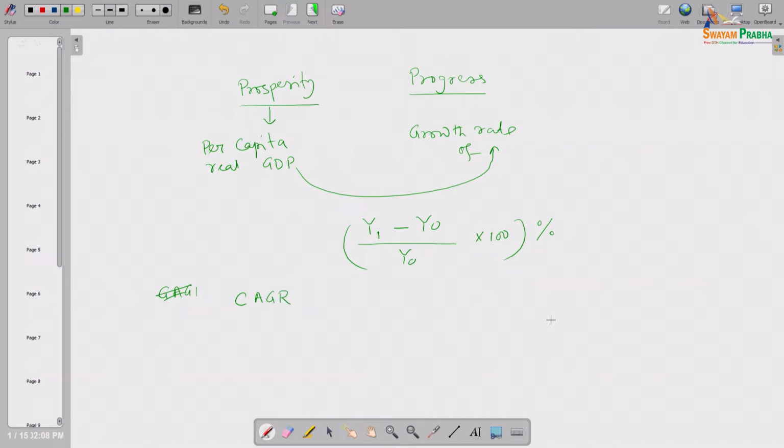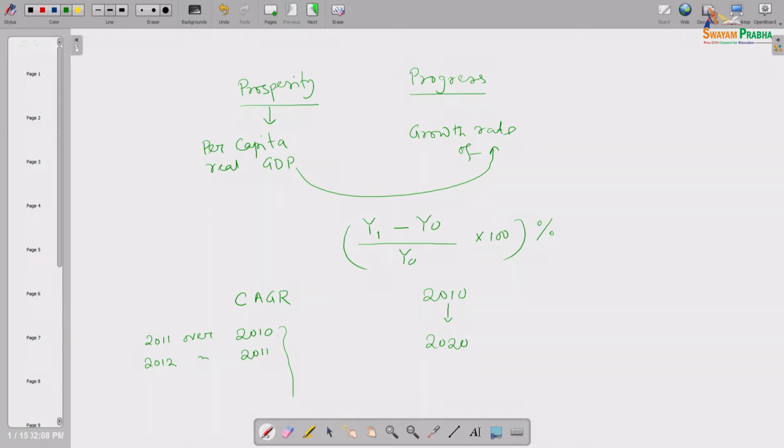Suppose we take 2010 to 2020. Every year on year, if you calculate the growth rate of 2011 over 2010, again 2012 over 2011, in that way between every pair of years you can get year on year growth rate. So, how can you get an overall growth rate over the entire period 2010 to 2020?